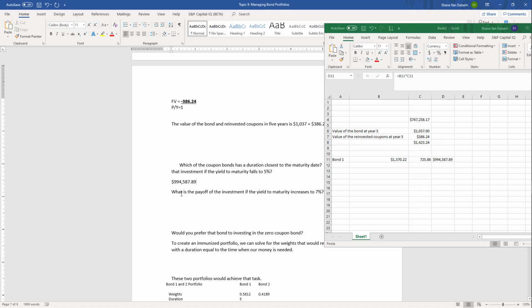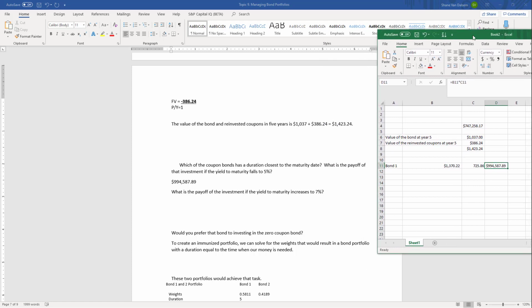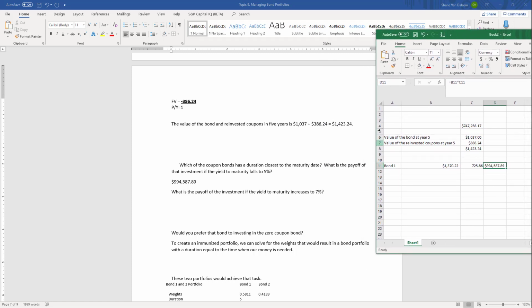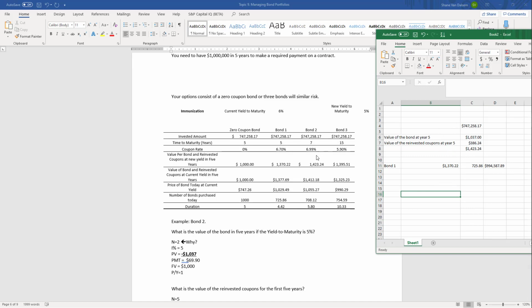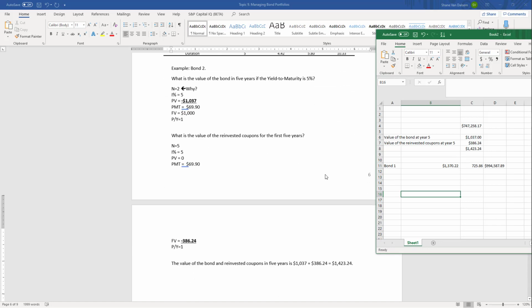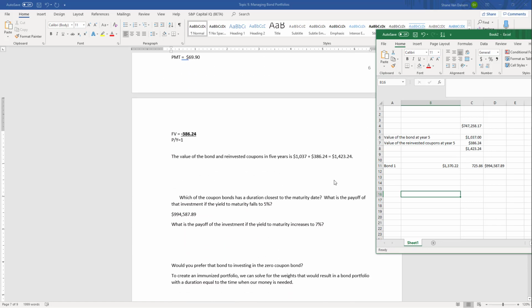Okay. So what is the payoff of the investment if the yield to maturity increases to 7%? And again, we're saying it increases at the beginning of all this, at time 0. So you might pause the video now and work through it. It would work the same as what we've done up here. I don't have the answer to this in this table. So take a minute, pause the video, and then I'm going to work out how to answer this question.